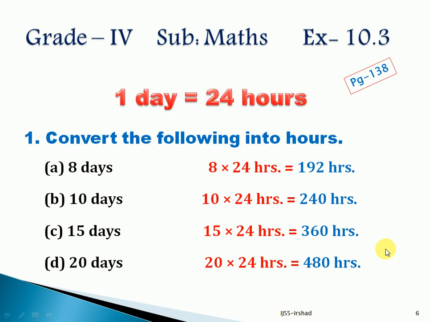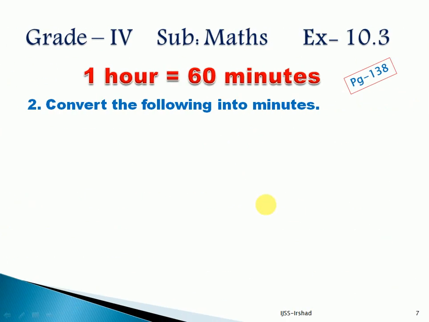Now move to question number 2. Question number 2 is convert the following into minutes. So first I will tell you, keep in your mind 1 hour equals 60 minutes. 1 hour equals 60 minutes. 60 minutes makes 1 complete hour. Let's have question number A on our screen.